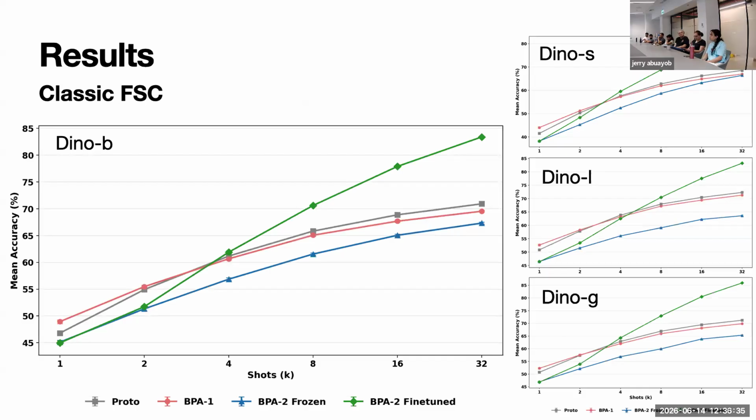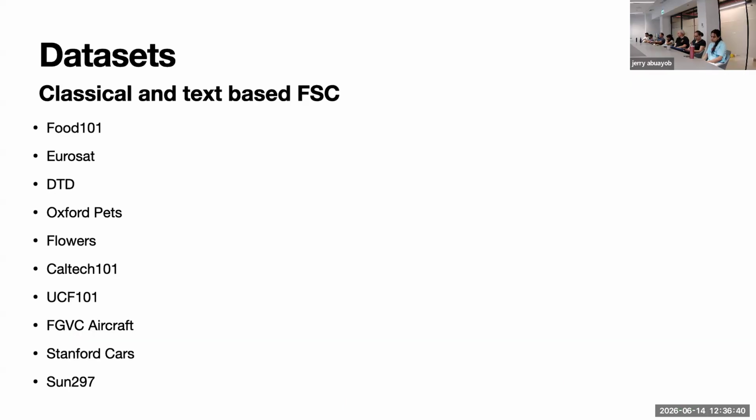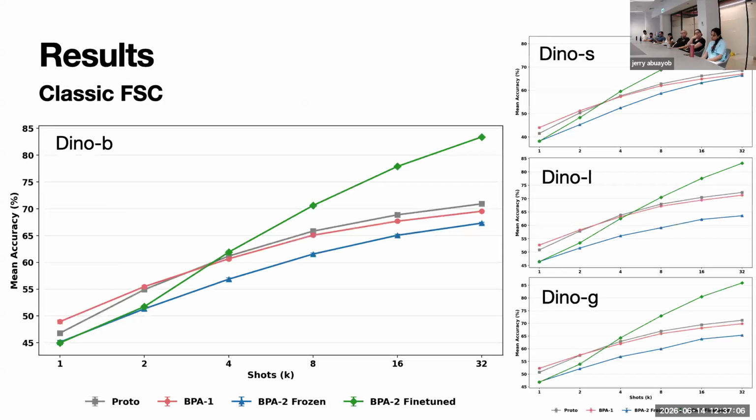Question: so the aircraft is one class, or within it there are several classes? Okay, so inside it, for example, you can have one class be Boeing 737, and the other, I don't know, a private jet. The same thing for Stanford Cars. So the argument over here is that even though Dino has seen a lot of cars, it has a hard time distinguishing between a Ford Focus or a Toyota Corolla or whatever.